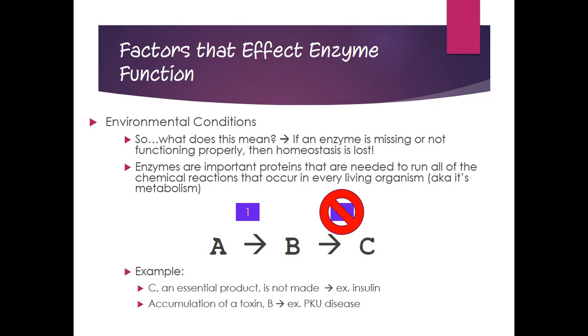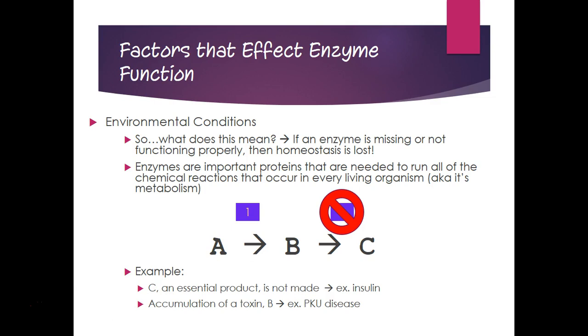Another potential option here is that while I'm not getting that end product that I ultimately need, which is also a problem, I may also get to a point where I can still do A to B, but B is toxic to my cells, and now I can't break down that toxic product to get what I really needed. This accumulates in my cells, and that can also be a problem.